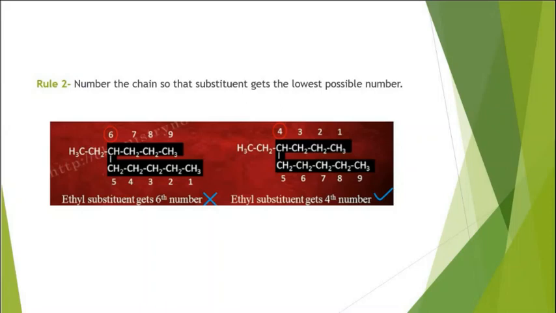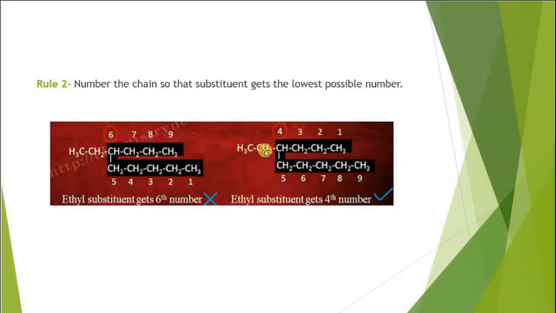Now, if we want to write the name of this substituted alkane, first of all, you have to see that the parent chain has 9 carbon atoms, right? The parent chain is 9 carbons long, so the name of the parent hydrocarbon would be nonane. And the substituted alkyl group is the ethyl group, which is attached at position number 4 to the parent hydrocarbon.